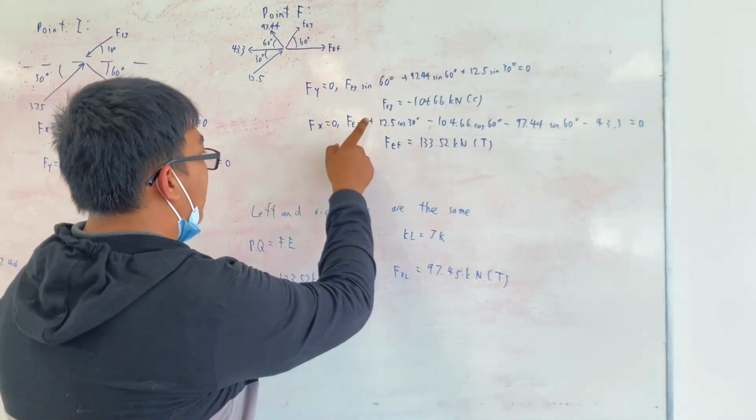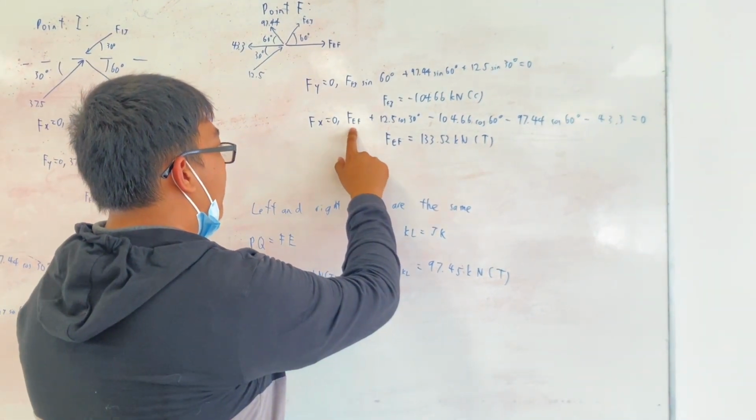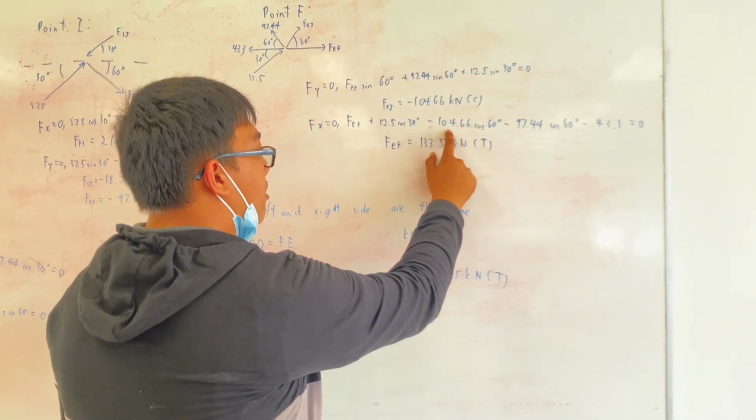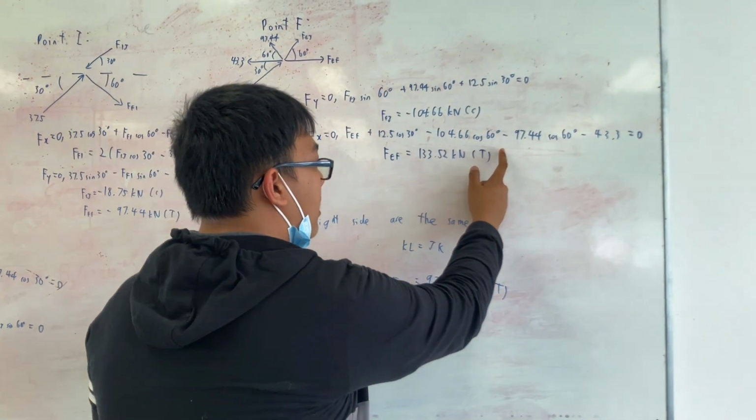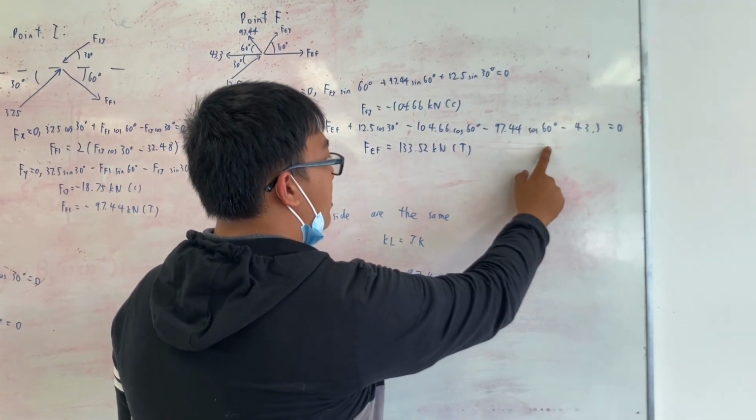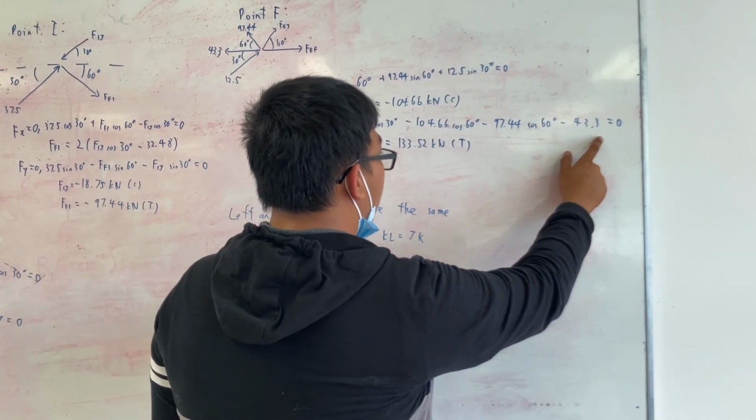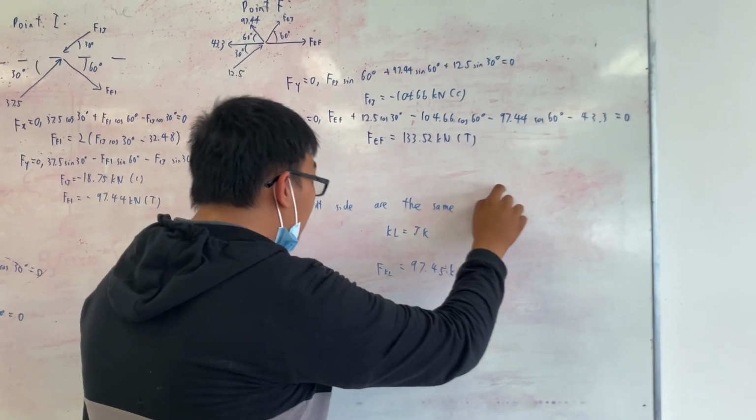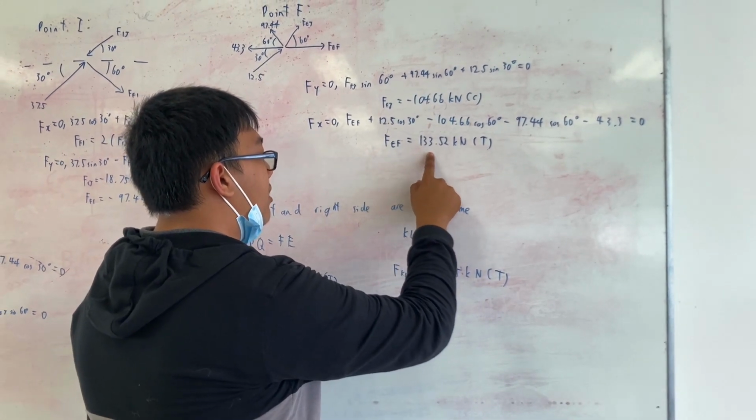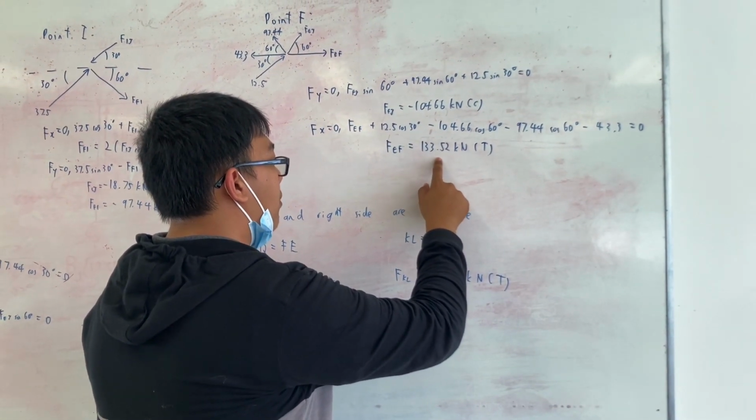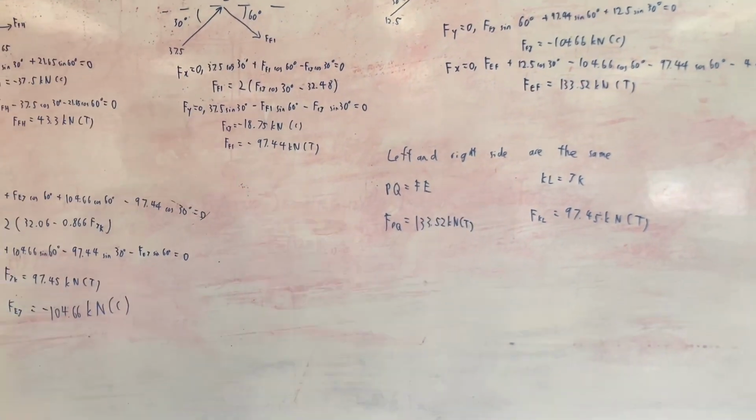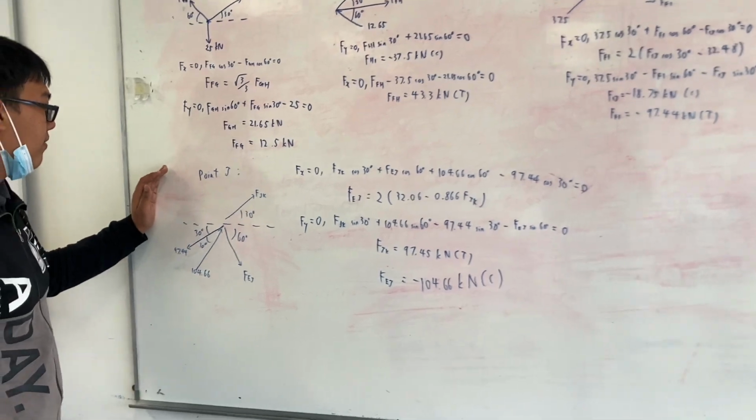And then we can insert that into the Fx equation, which is FEF plus 12.5 cos 30 degrees minus 104.66 cos 60 degrees minus 97.44 cos 60 degrees minus 43.3 equals 0. And then we can determine that FEF is equal to 133.52 kilonewtons, which is a tensile force. And then we can come to point J.